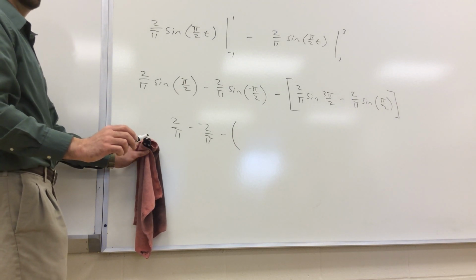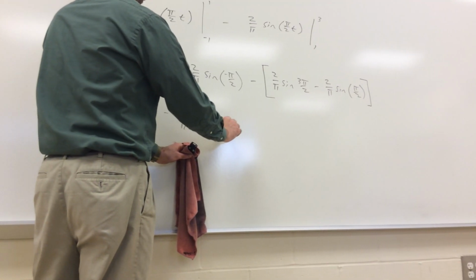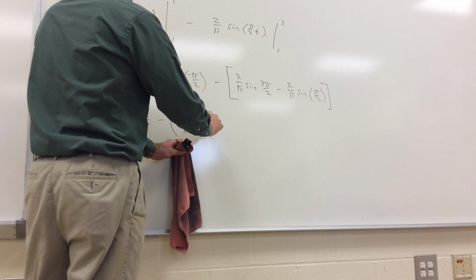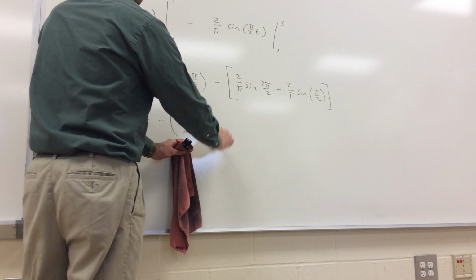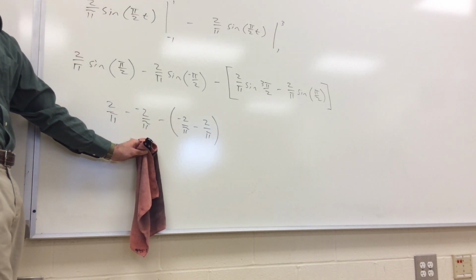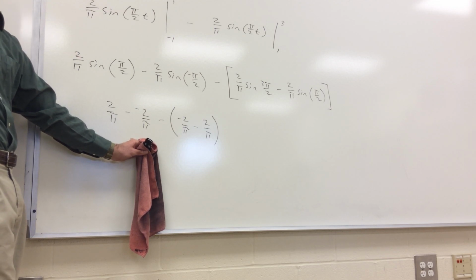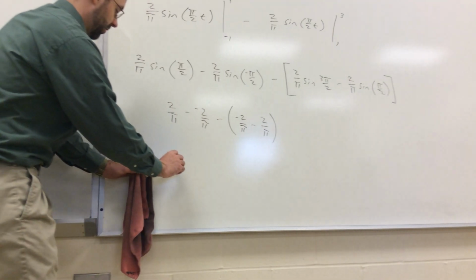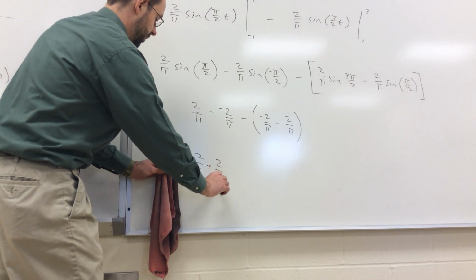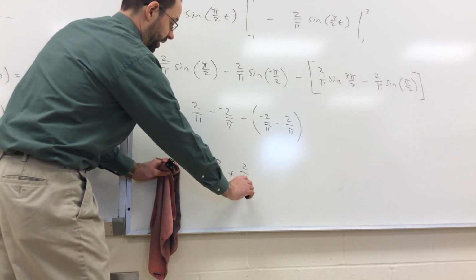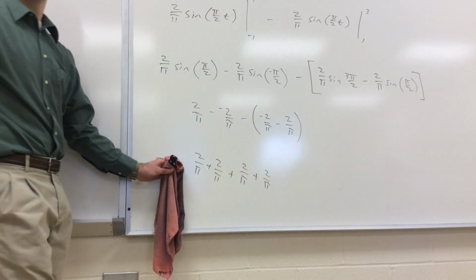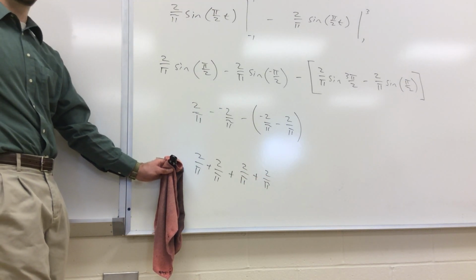Sine of 3 pi over 2 is negative 1. Sine of pi over 2 is positive 1. A lot of negative signs floating around. It's easy to make a mistake, so be careful. So we've got 2 over pi plus another 2 over pi plus a third 2 over pi plus a fourth 2 over pi. So altogether that's going to be 8 over pi.